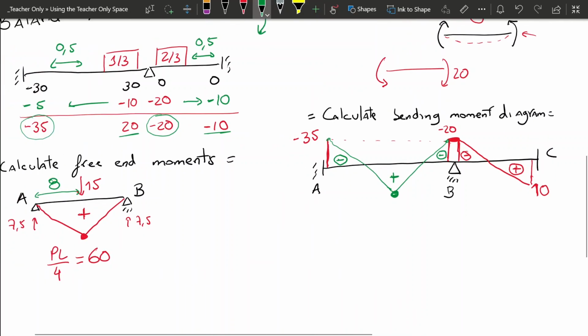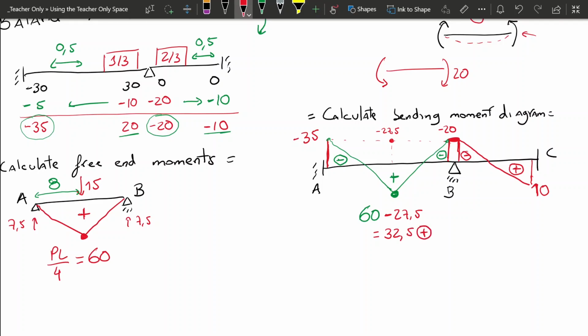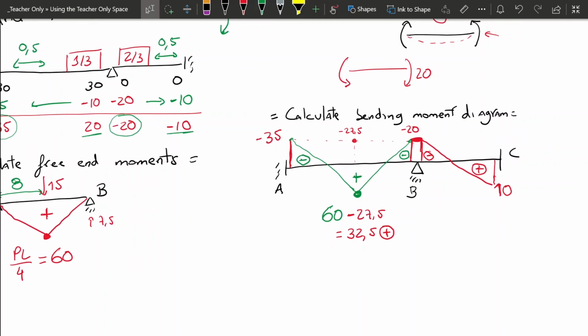We know that just due to the free-end moments, it's 60, but now we need to add the moment that we have in this line. That would be the average between these 2 moments. So minus 35 minus 20 gives minus 55, so when we divide by 2, we get minus 27.5. So our final moment will be plus 60 minus 27.5, which is equal to 32.5 positive. Okay? So this concludes our bending moment diagram. Let's just draw it in red.